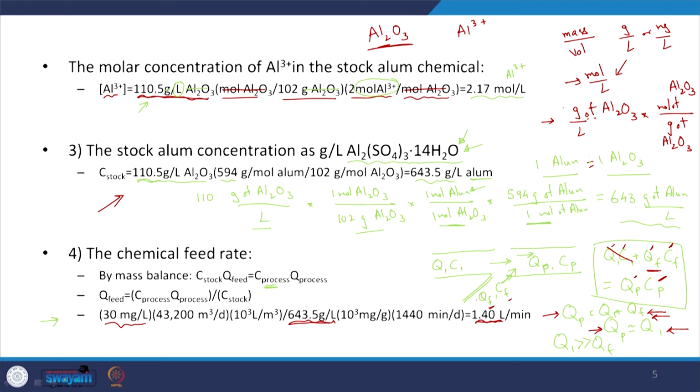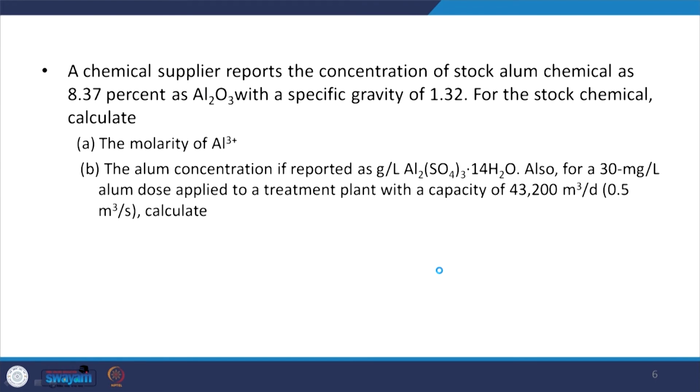If I want a concentration of 30 milligram per liter of alum, which has a flow rate of what, 43,200 meter cube per day. So, for 43,200 meter cube per day, right. So, that is the relevant aspect, it is just mass balance here. Let us move on. So, we are done with this, this is just change in stoichiometry, same case here, and here it is just simple mass balance.